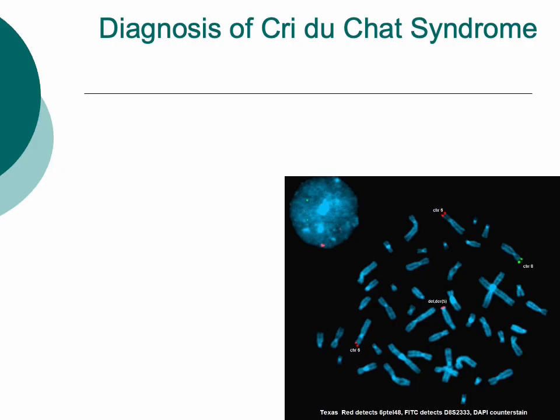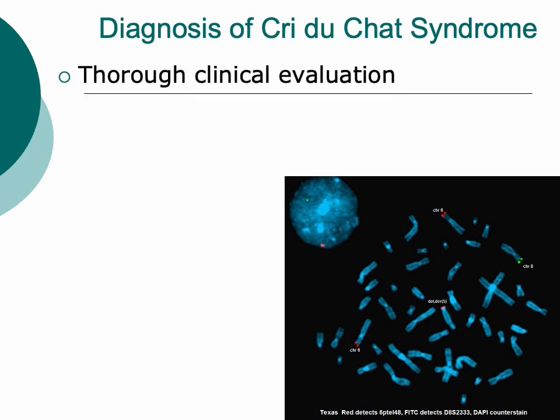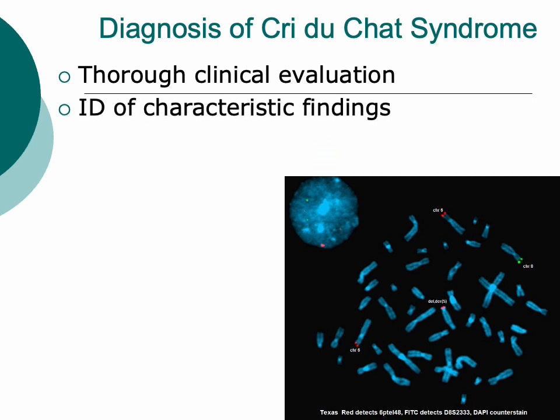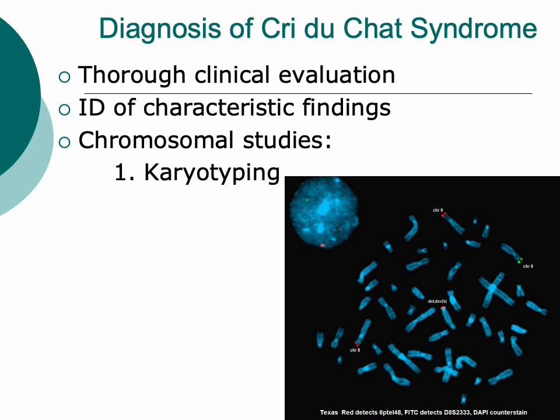So how do we diagnose individuals with Cri Du Chat Syndrome? First, you have to assess what is present physically in the patient. So we perform clinical evaluation. When we say clinical evaluation, it's what we see of a person: physical history and physical examination. That's the first thing. Next is to identify the characteristic findings. And to confirm this, you have to undergo karyotyping or fluorescence in situ hybridization.